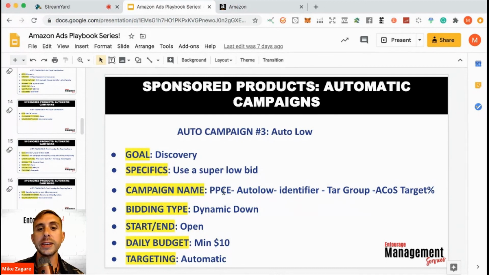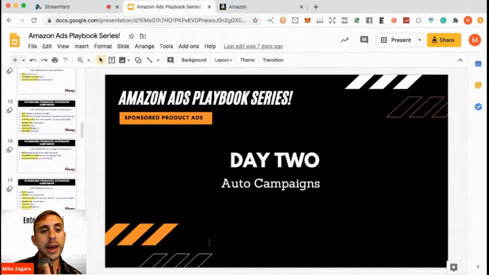And you can name this PPCE-auto-low-identifier-targeting group, which would be all, dash ACOS target percentage. Bidding type, dynamic down, open, minimum bid is $10, targeting, automatic, and that is it.